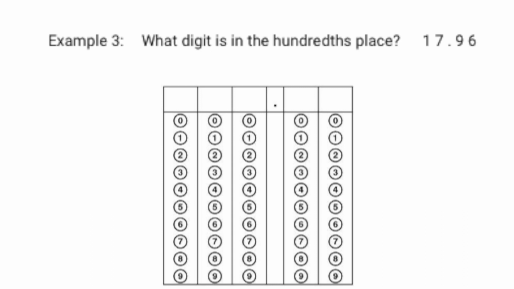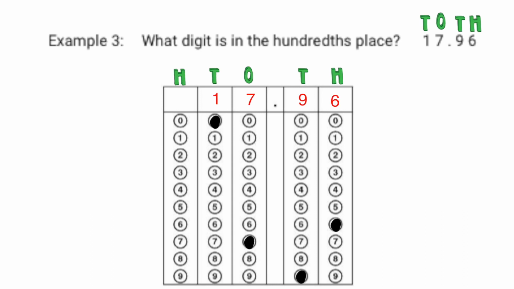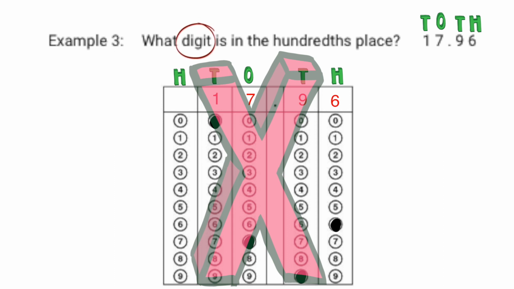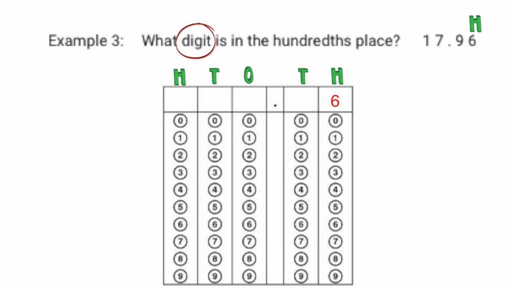In this final example, my answer is 17 96/100. But let's review the question a second. The question is, what digit is in the hundredths place? In this case, the question is not asking you for the full answer of 17 96/100. It's only asking you for the digit. That means I need to focus only on the hundredths place. The hundredths place has a 6.